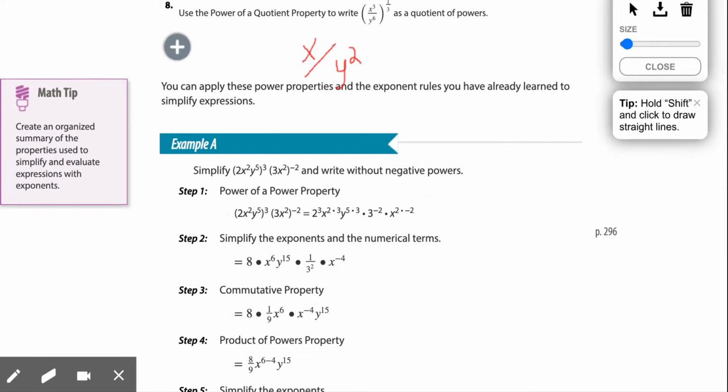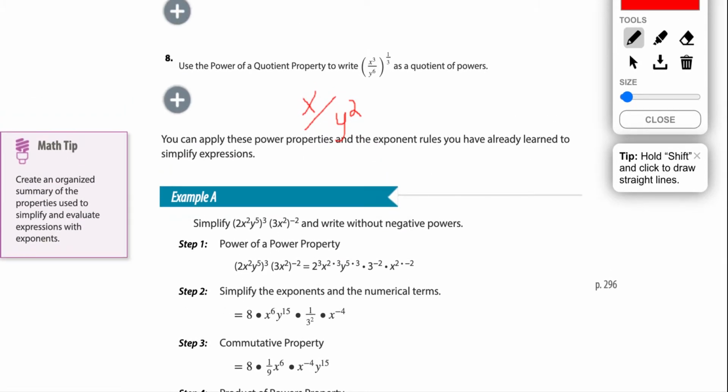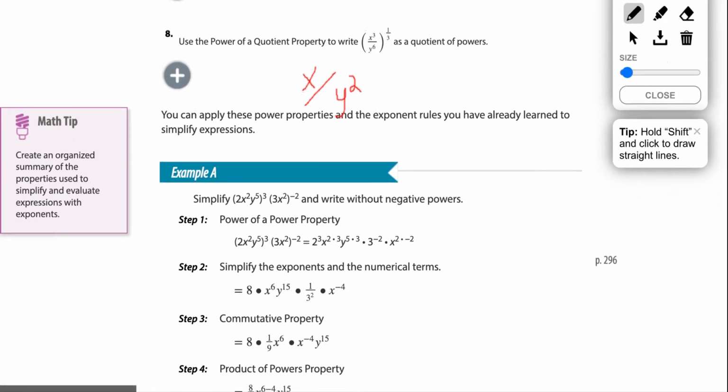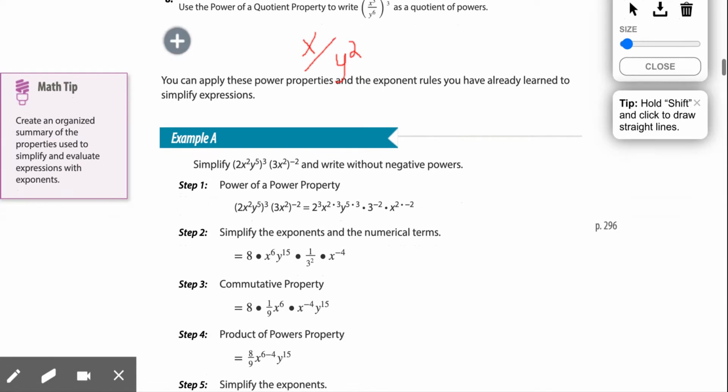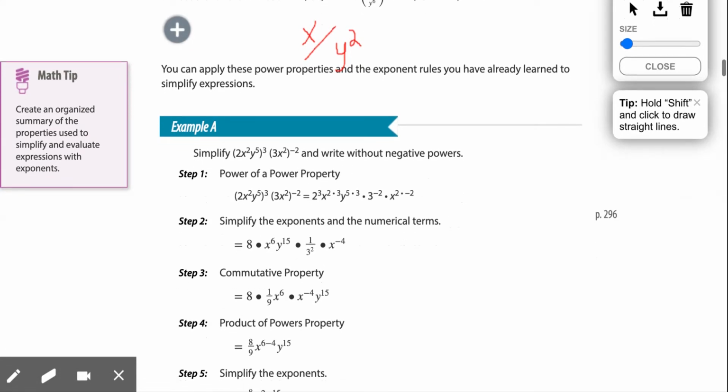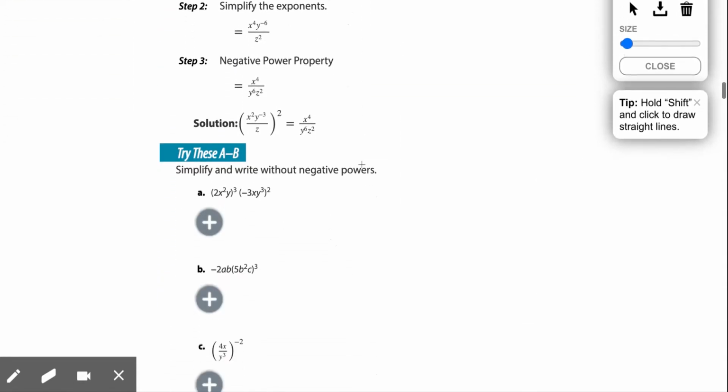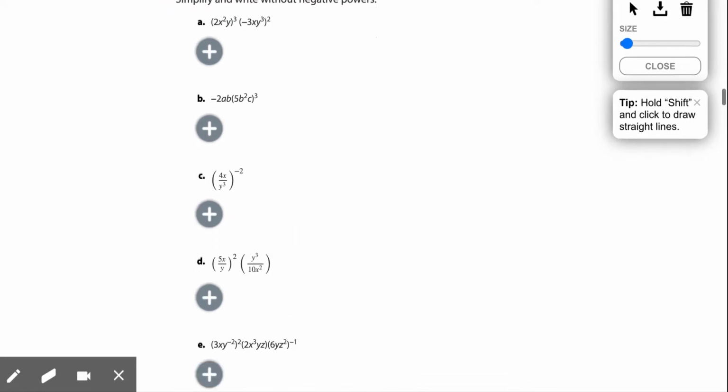And so you just have to use this power to a power property along with the multiplication property and the division property and the zero and the negative property. If you put them all together, you can really simplify almost any kind of problem we have. Let's go down and look at one real quick.